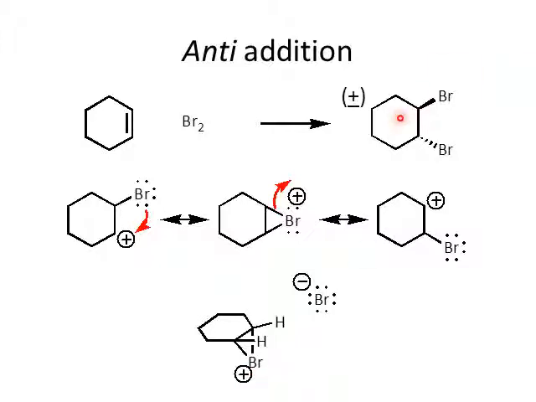Now I'm going to get a 50-50 mix. So I'll get some where this bromine is forward and this one back, and others where this one is back and this one's forward. So that's a racemic mixture. But it's going to be an anti-addition product. Oh, here I showed the arrows. Okay.